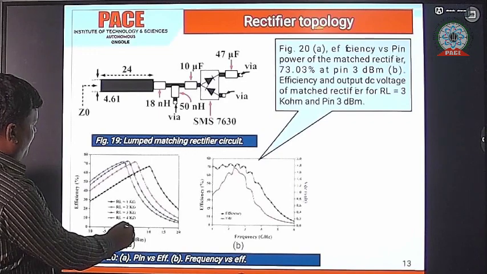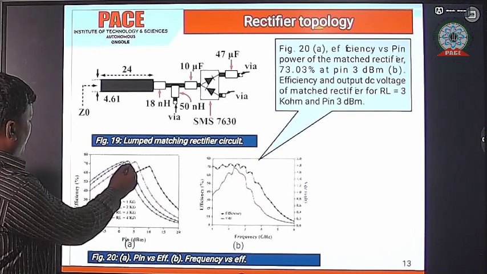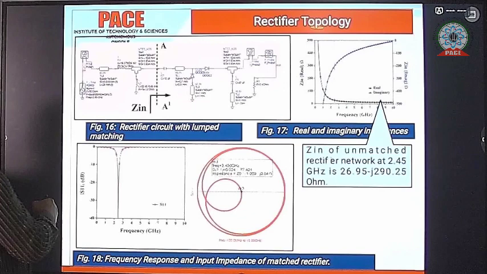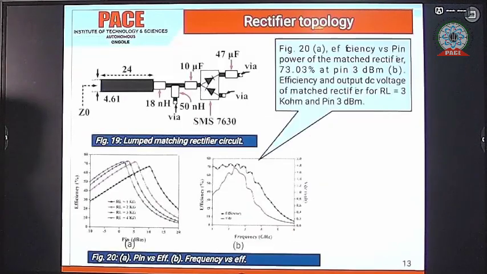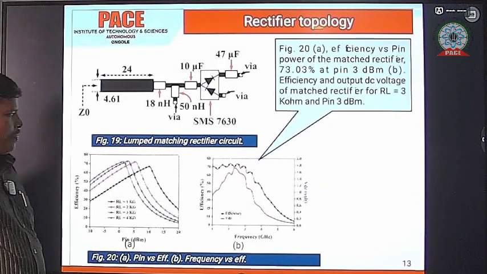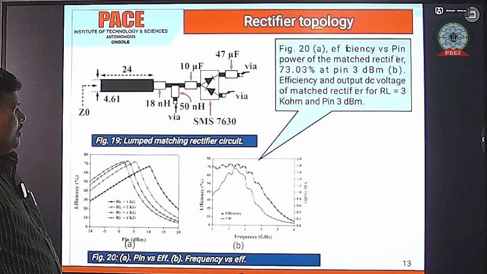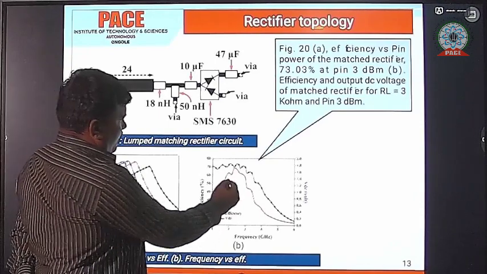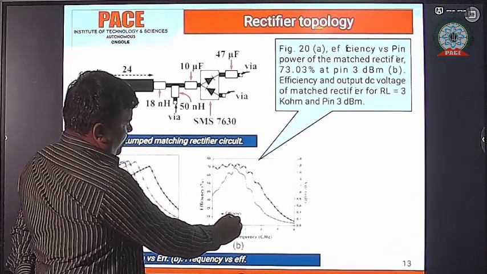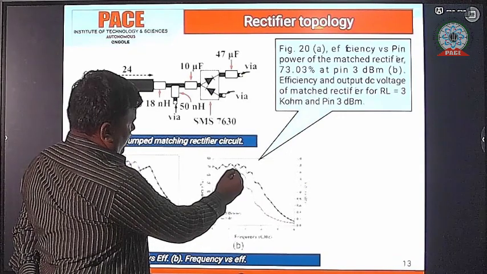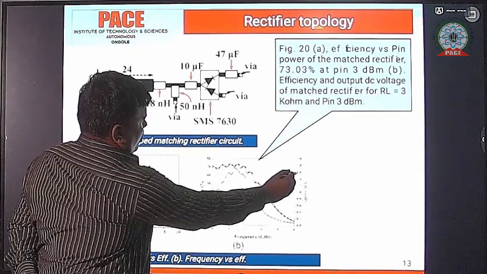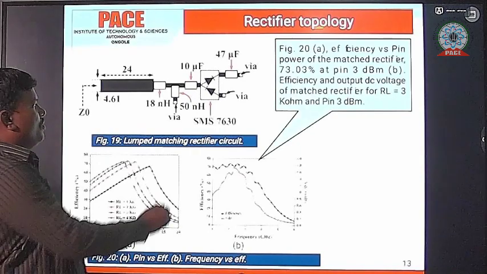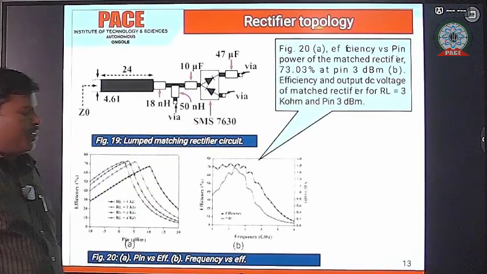Next, the RF to DC conversion at 2.45 gigahertz: the maximum voltage is 1.6 volts. Because we are using the SMS7630, the breakdown voltage is 2 volts, so we are getting nearly 1.6 volts DC. Efficiency is also 70%.